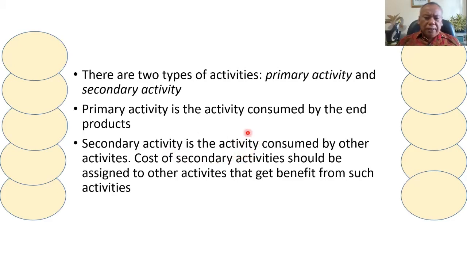In traditional costing or functional-based costing, we call this service department. But in this case, the term is secondary activity. So the activity is not directly related to the end product, but related to other activities. So cost of secondary activities should be assigned to other activities that get benefit from such activities.